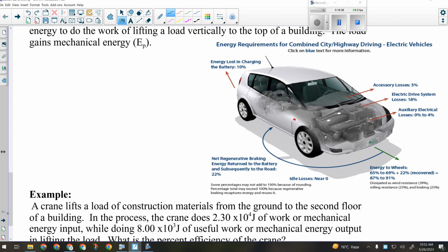Auxiliary electrical losses, 0 to 4, same as the other cars. Okay? Net regenerative braking, 22%. So I lose 18, but I can get 22 of it back by having regenerative braking, recharging my battery. That's pretty sweet. Okay? Idle losses. Well, yeah, they better be near 0 because what does an electric car do when it's idling? Nothing. Okay? If you're in a gas car and you're at the stoplight and the engine's still running, it's still burning gas. When you stop it at a stoplight in an electric car, it just sits there. It doesn't need any power until you press on the gas. So that way it's also more efficient.